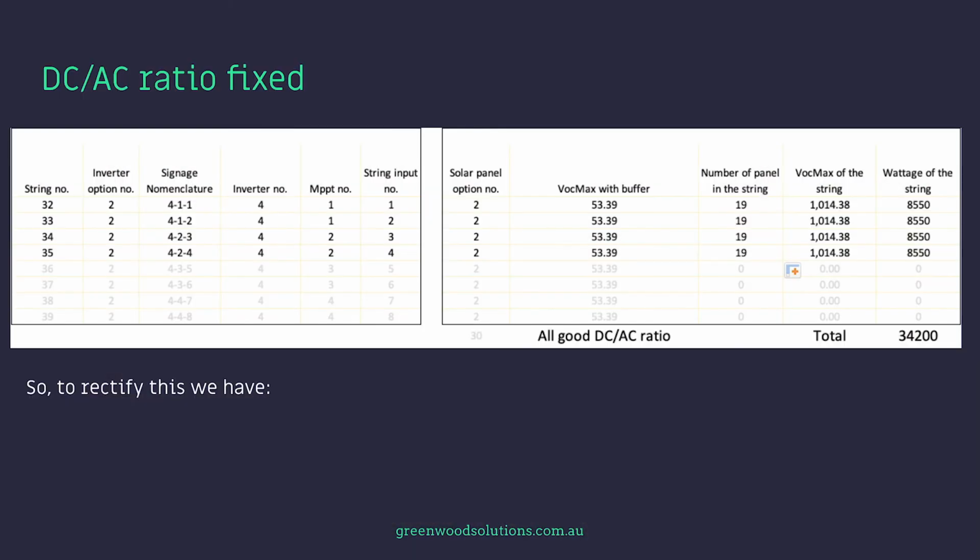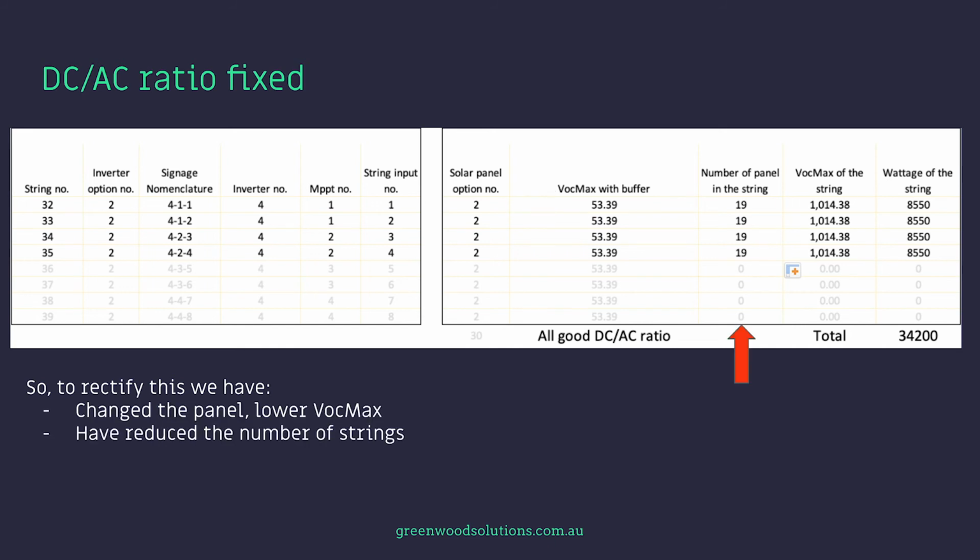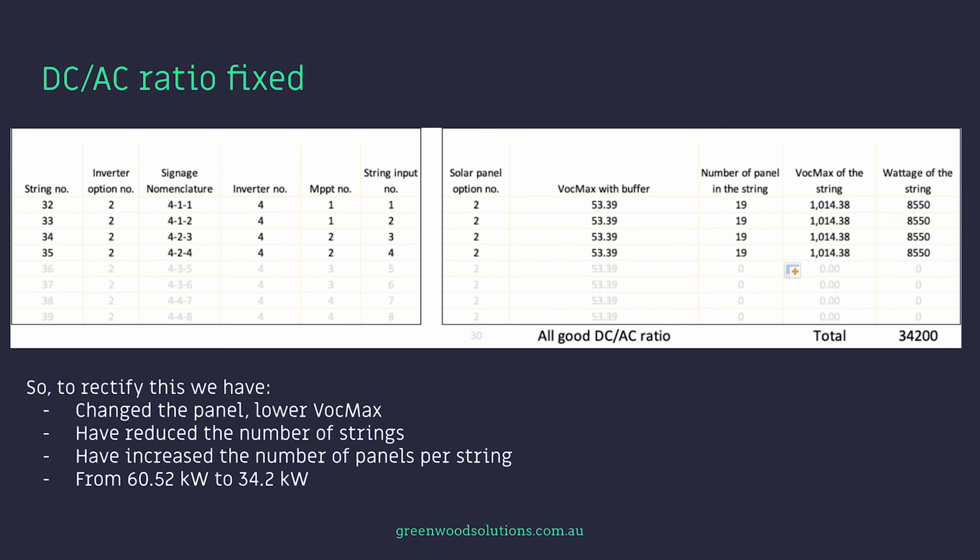So to rectify this, we have changed the panel to a lower VOC max, have reduced the number of strings, and have increased the number of panels per string from 60.52 kilowatts now down to an acceptable 34.2 kilowatts for a 30 kilowatt inverter. All is good.